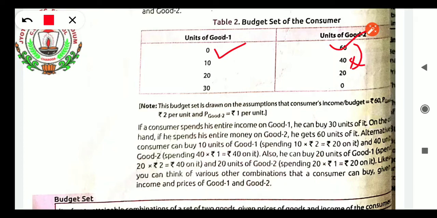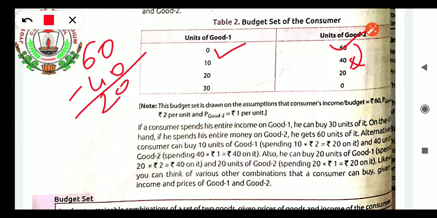Okay, how much is left? 60 minus 40, in the second set, so 20 rupees are left. But the cost of good 1 is not 1 rupee, otherwise 20 into 1 would give 20. Why does 10 come here? Because the price of good 1 is 2 rupees. So 20 rupees divided by price 2, income upon the price, we will get the units. How many units will he purchase? 10 units. Now the next is 20 units.